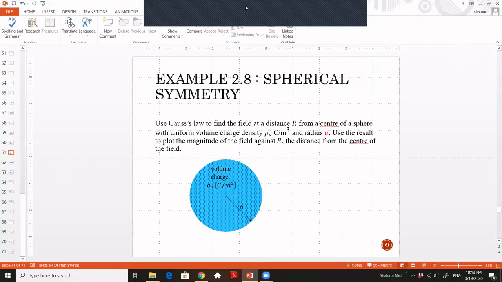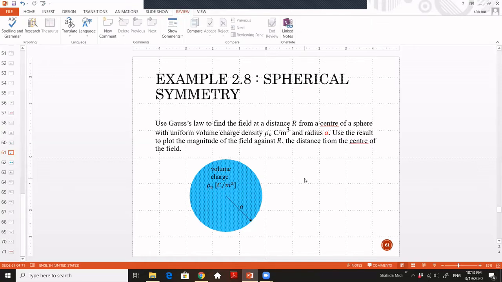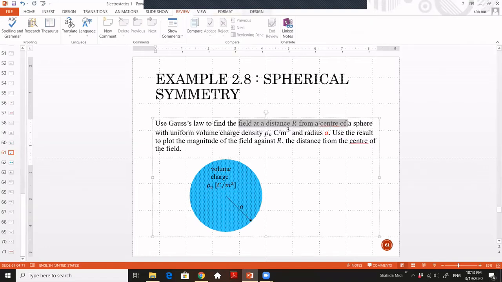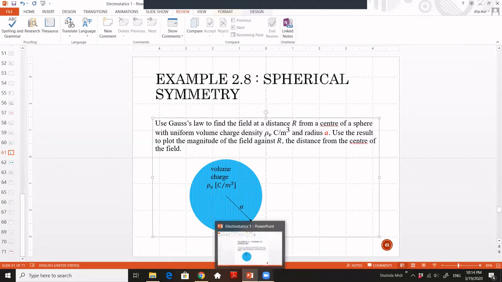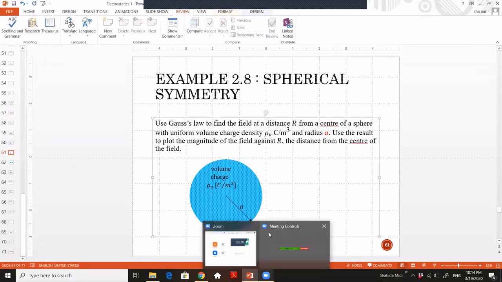Example 2.8. Here we have a volume charge distribution in the shape of a sphere with the radius of A. The volume charge density is given as rho V, with the unit of coulomb per meter cubed. We want to find the electric field at a distance r from the center of this sphere. I'm going to change to the whiteboard now.